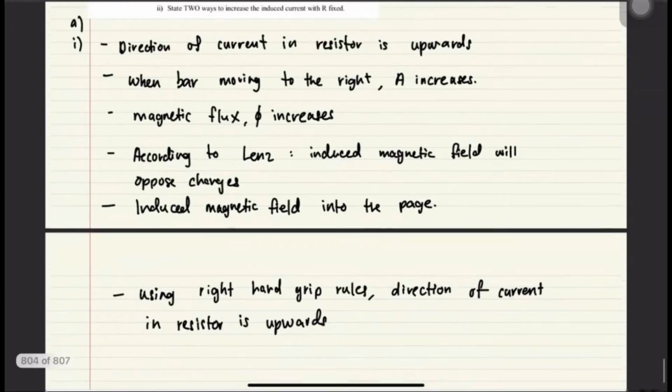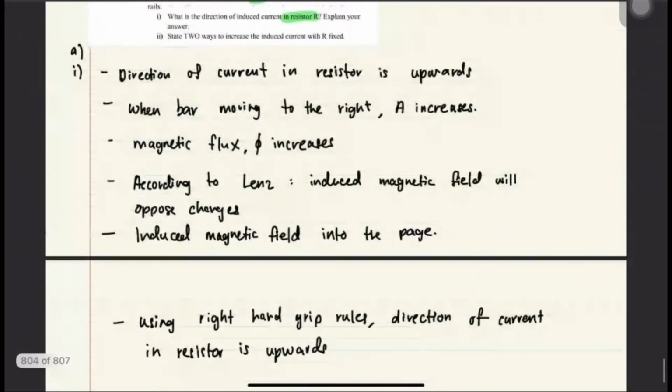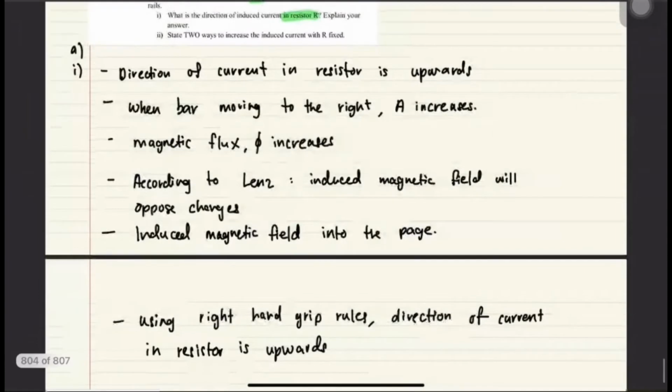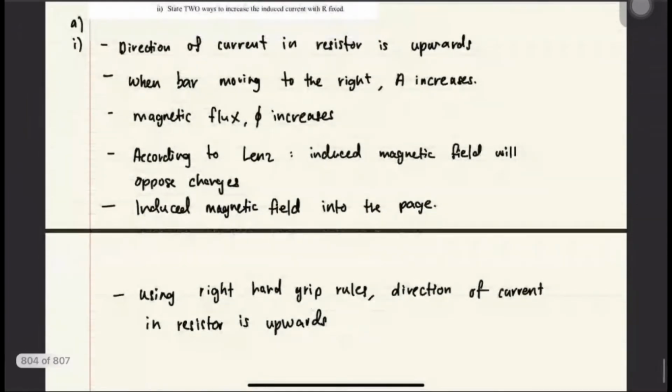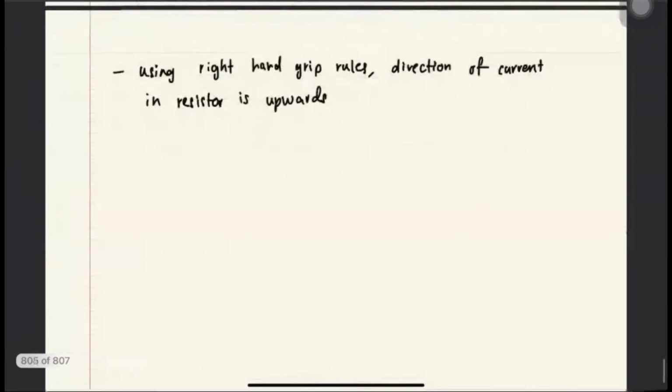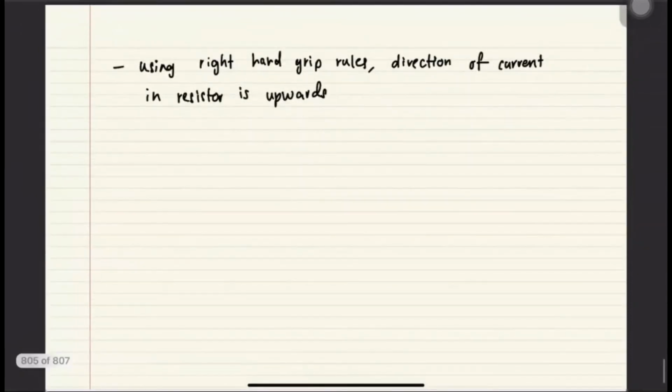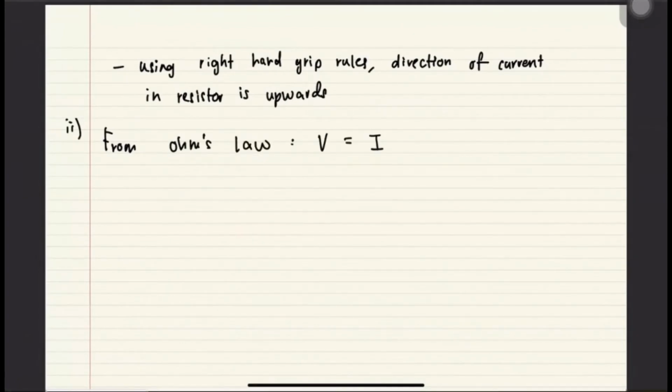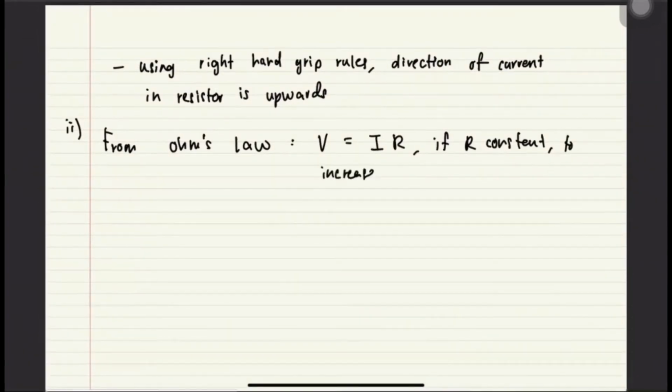Faham sir? Okay, nombor 2 dia kata state two ways to increase the induced current with R fixed. So R tak ubah. So macam mana kamu nak increasekan induced current? So kalau kamu tengok Ohm's law, dia kena dua. From Ohm's law, V is equals to IR, kan? So if R constant, to increase I, need to increase V.